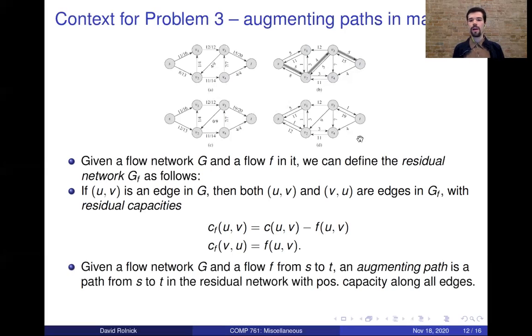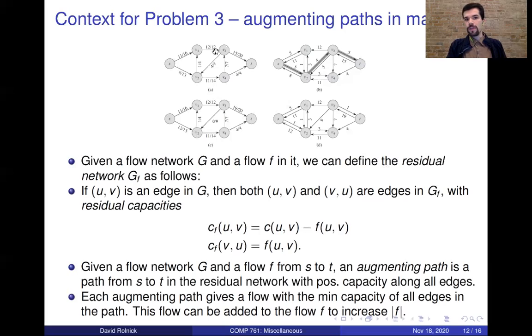So given the residual network, an augmenting path is a path in the residual network from the source to the sink. So for example, this is an augmenting path. And the basic idea of the augmenting path is that you can augment your original flow by flow along this path. So given this original flow, you can construct this residual network. You can find this augmenting path in the residual network. And this augmenting path, the minimum capacity along all of its edges is 4.